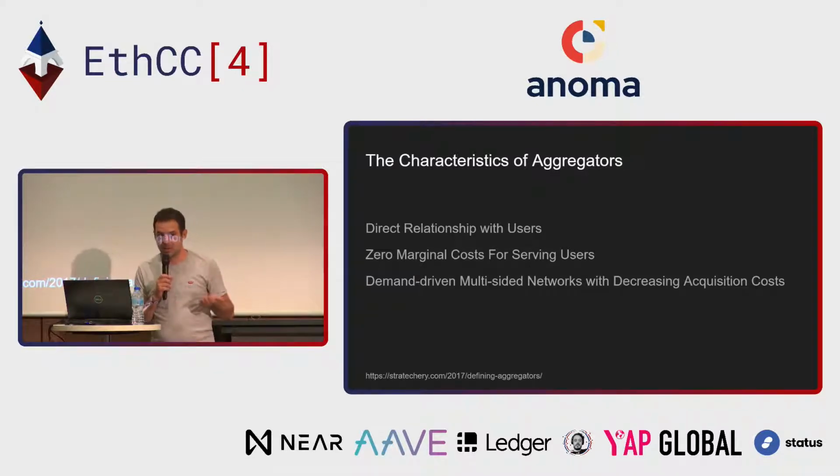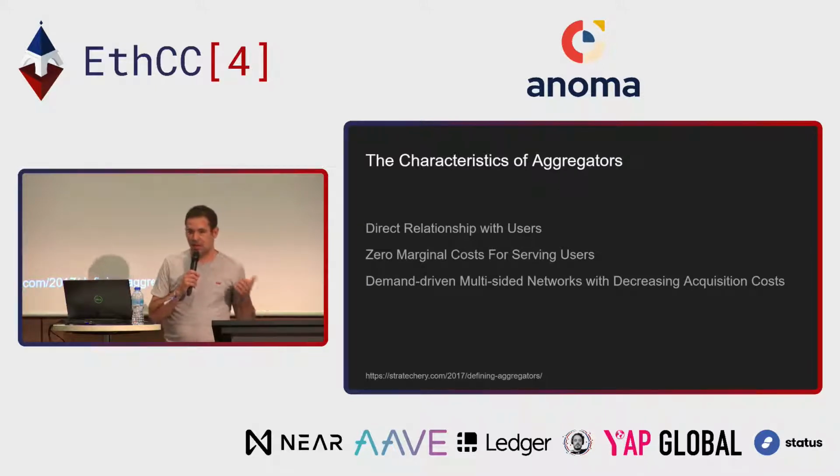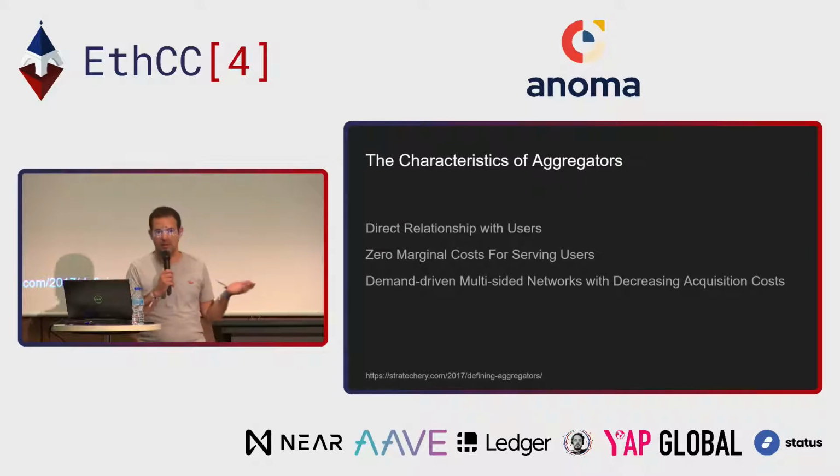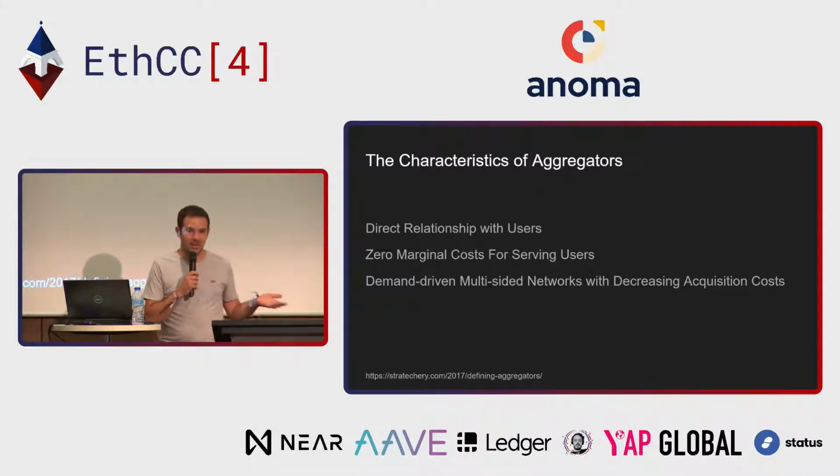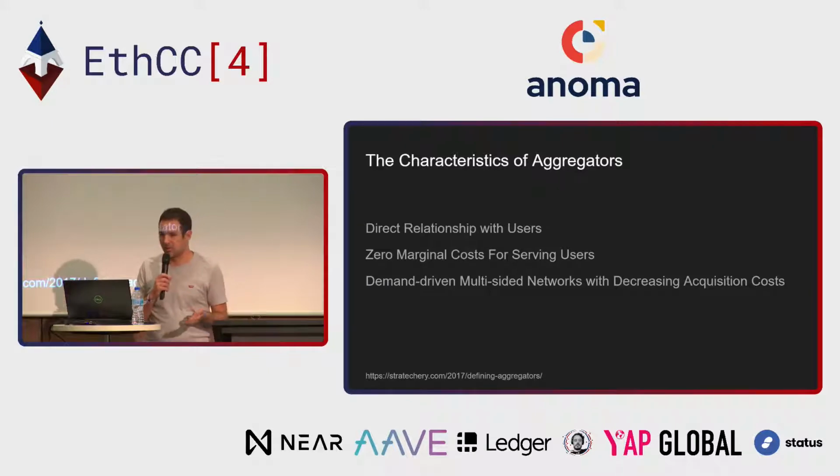First, they have direct relationships with users. You don't need anyone to use the service. In Web 2.0, that can be any service that you know, like Google, Facebook, Yahoo, or whatever. In DeFi, it would be Uniswap. Nobody needs permission or a middleman to use Uniswap. You just use Uniswap through their UI or any alternative UI.